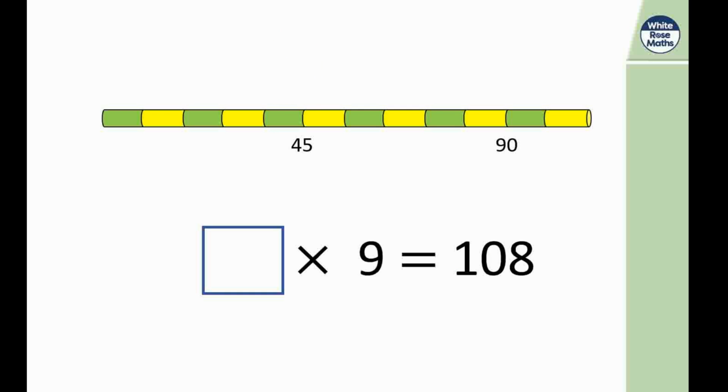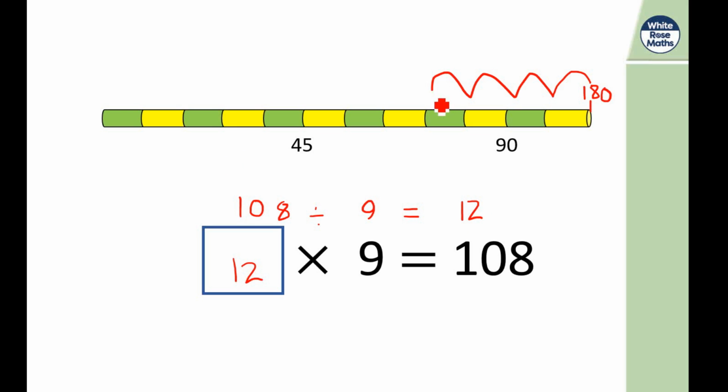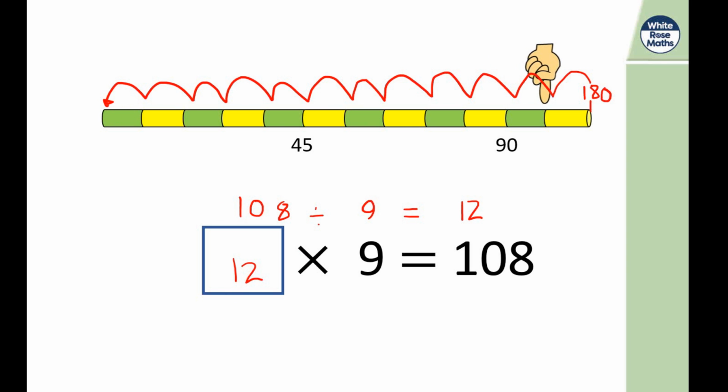Now 108. So you have to do the reverse of this. 108 divided by 9. What does that give us? Do you remember? Yes, good, it's 12. And we can use this because remember, this is where 180 was. Then we just have to count backwards. So we go 1, 2, 3, 4, 5, 6, 7, 8, 9, 10, 11, 12. There we go. That helps us work it out.